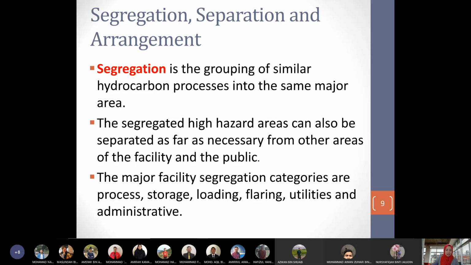So major facility segregation categories are process. You can segregate process equipment in one place. You can put storage facilities in one area, so that's why you normally have tank farms where they're all storage tanks. And then you can have a separate loading area, a separate flaring system, a separate area for utilities, and a separate building for administrative.